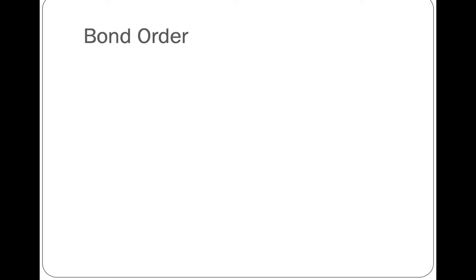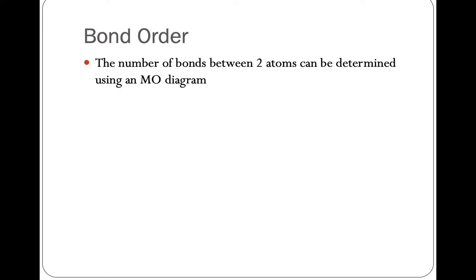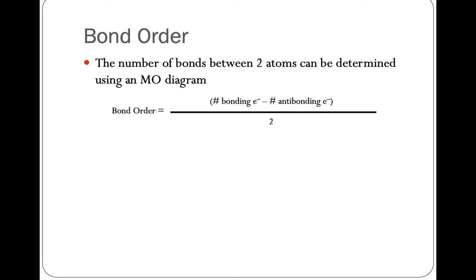Now, how we go about finding bond order is actually not too bad, and it's really just a simple equation. To find the bond order, we take the total number of electrons in all of the bonding molecular orbitals, basically the middle orbitals in those diagrams, minus all of the electrons in antibonding orbitals, and then divide all of that by 2.